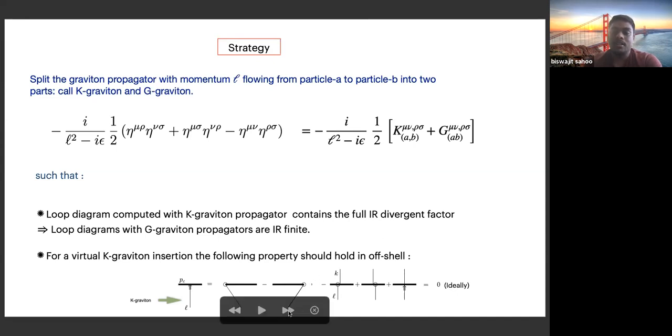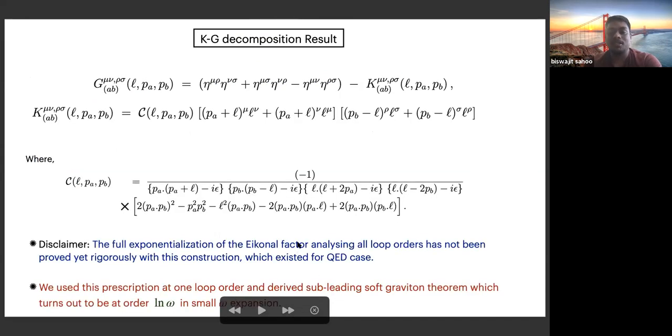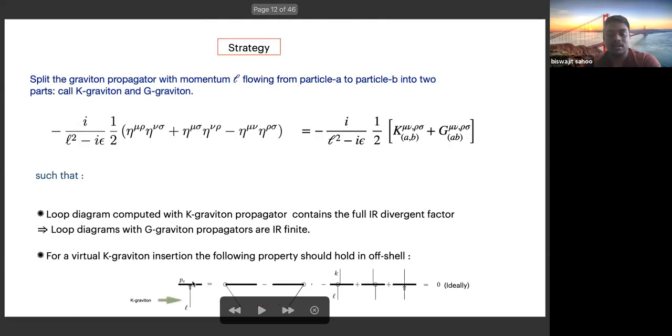So if we demand all these conditions, we can construct what this K and G will be, and this is the result of the construction I have written here. This K basically looks like it is proportional to L^mu L^nu L^rho L^sigma kind of factor, which will help to do the fast process.